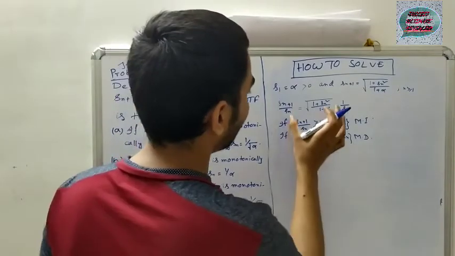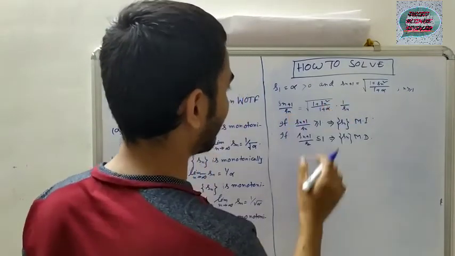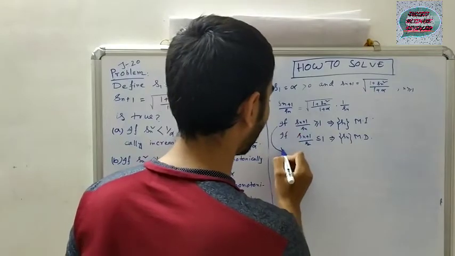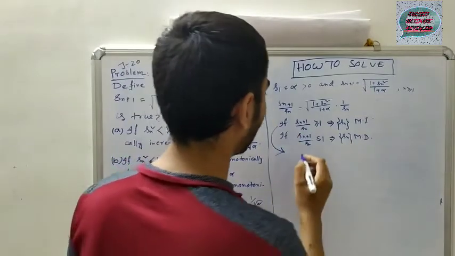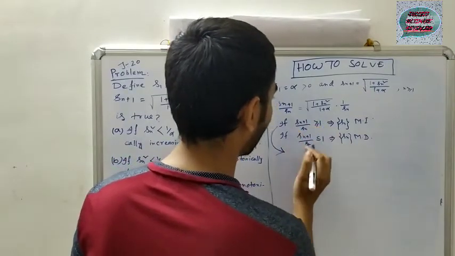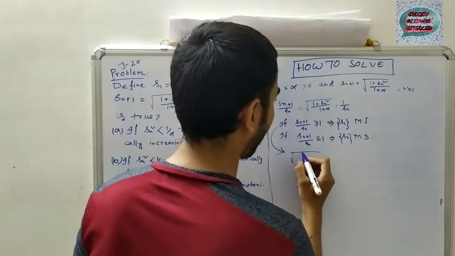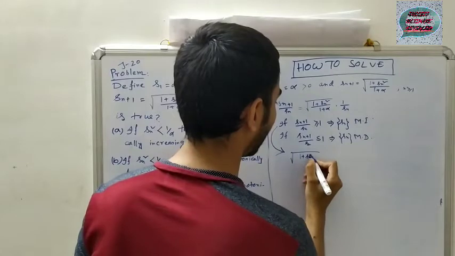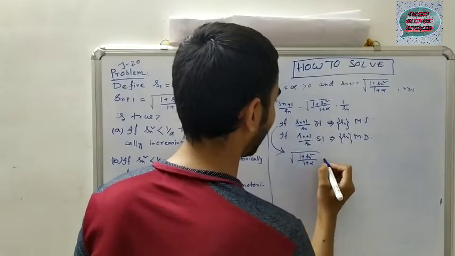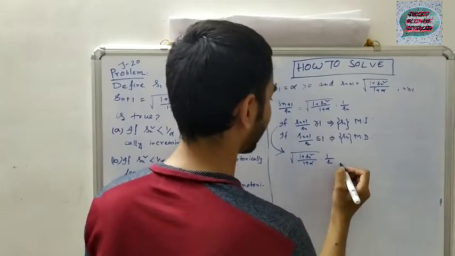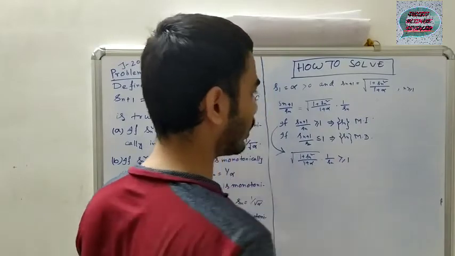So for a monotone increasing sequence, Sn+1/Sn is greater than or equal to 1, that implies root of (1 + Sn²)/(1 + alpha) into 1/Sn is greater than or equal to 1. Clear?